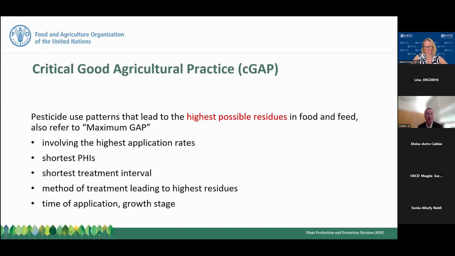and we also have deep dressing, something like that. So the critical GAP means the treatment which leads to the highest residue. We consider this one, and we will also consider the application times, the growth stage for crops as well as for pests.